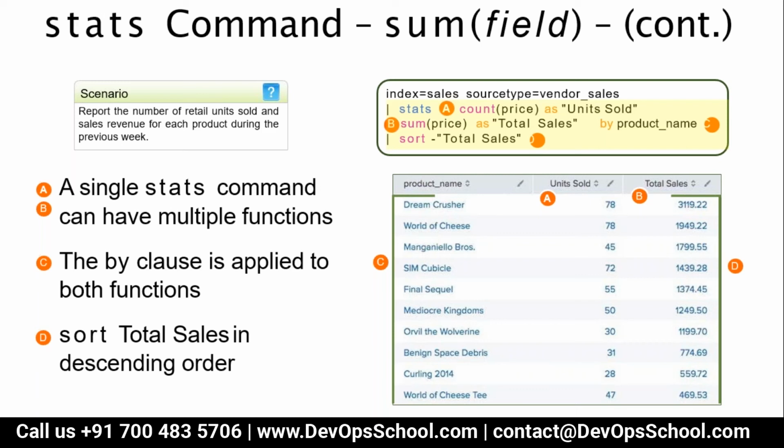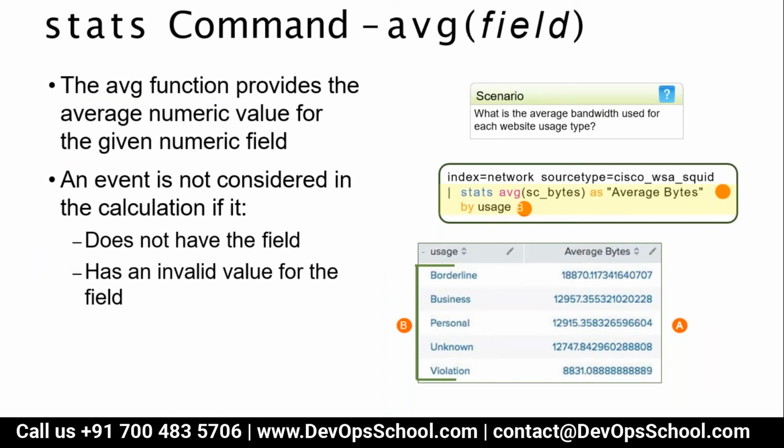Okay guys, now look at this average. First I'll read the scenario, that way it will set the context. What is the average bandwidth used for each website usage type? Usage type, when I say, is like social networking, banking, or any other type of website. So for each usage type, here you use by usage.